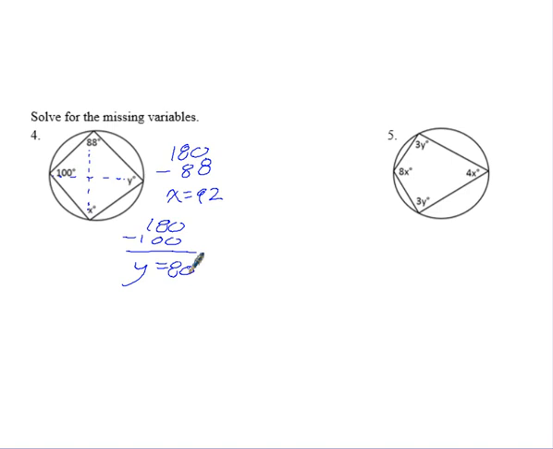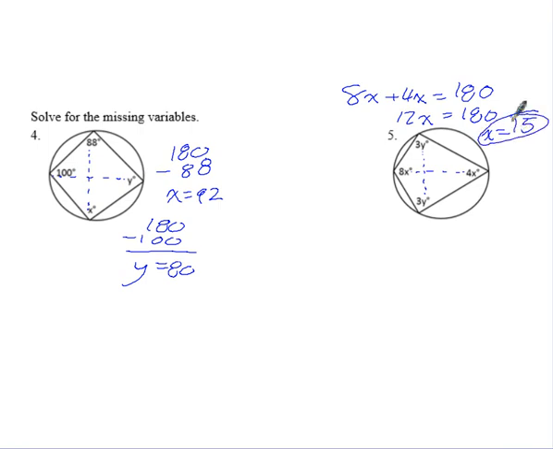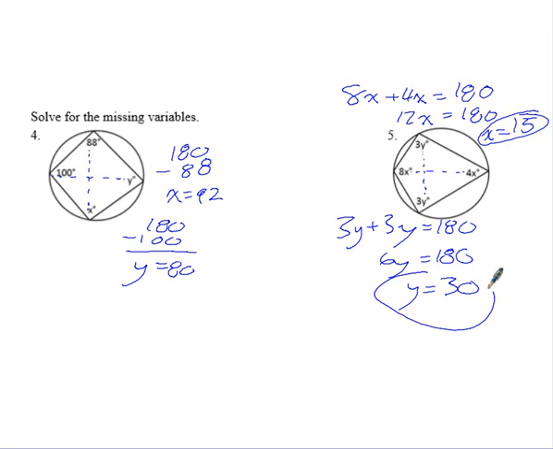And then finally, this last one here is a little bit different. So we can't just subtract from 180. So first we'll solve for x. We can say 8x plus 4x equals 180. So that ends up being 12x equals 180. Divide both sides by 12 and you get an answer of 15. And to solve for y, we would say 3y plus 3y equals 180. 6y equals 180. Divide both sides by 6 and you get y is equal to 30.